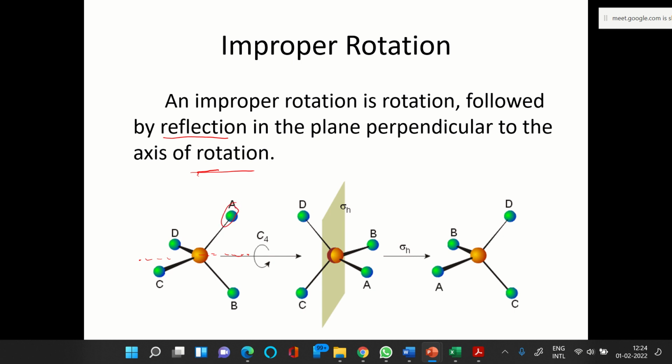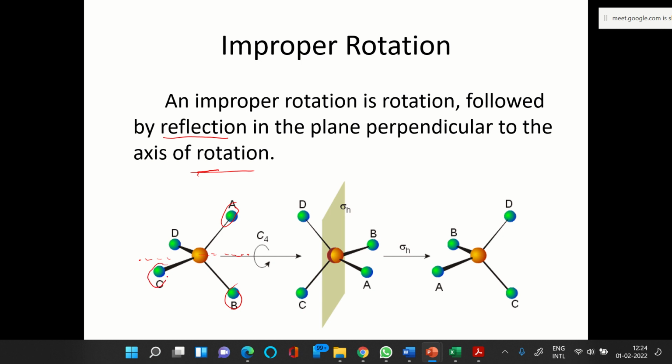This A, which is in the plane, आपके screen के plane में है, B is in the plane of the screen. Okay, so when you rotate 90 degree, what will happen? A will come in front of the screen, and B will go back. Okay, what will happen to C and D?